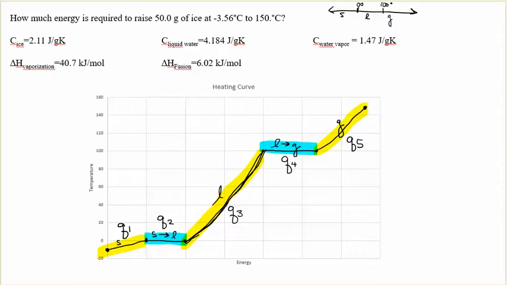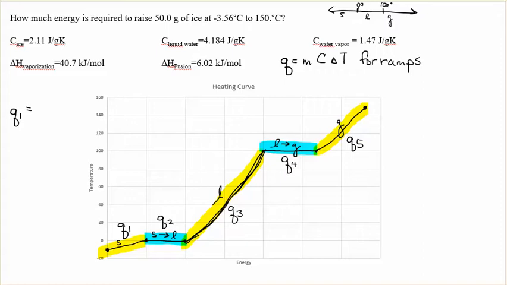So let's talk about what's happening at Q1. Q equals MC delta T for ramps. Let me write that down. Q equals MC delta T for ramps. All right, so here is our first ramp. We're going from negative 3.56 to 0 degrees. Let me make sure I've got my math here.